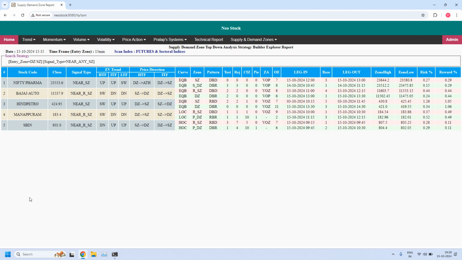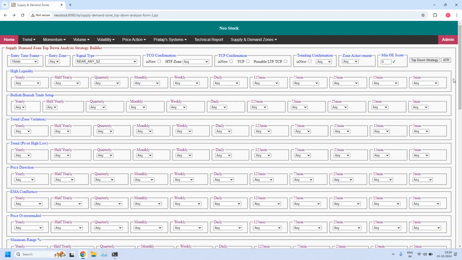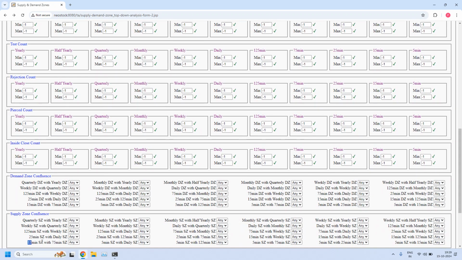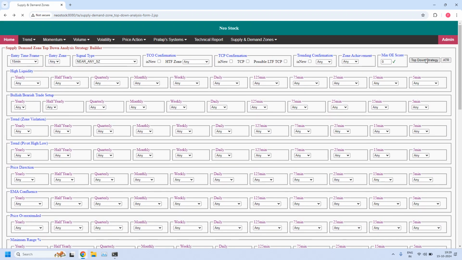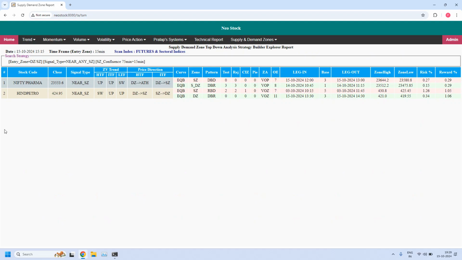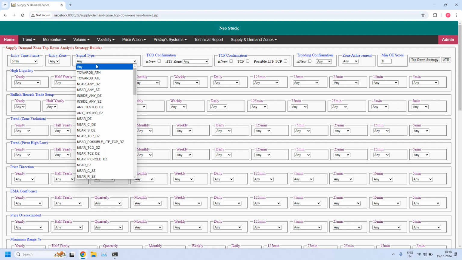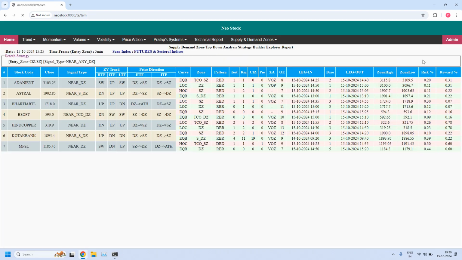Let's verify whether any of these supply zones are having ITF supply zone confluence. So 15 minute supply zone with 75 minute supply zone confluence filter I enabled. So these 2 stocks are having ITF confluence. That means 15 minute supply zone is part of a 75 minute supply zone. Okay, next time frame is 5 minutes. Let us find the stocks near 5 minutes demand zone. 7 stocks are filtered.